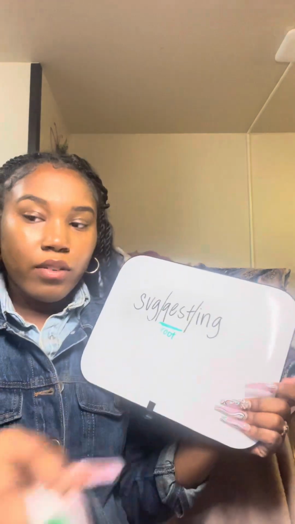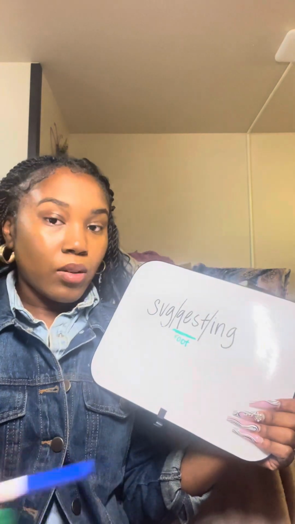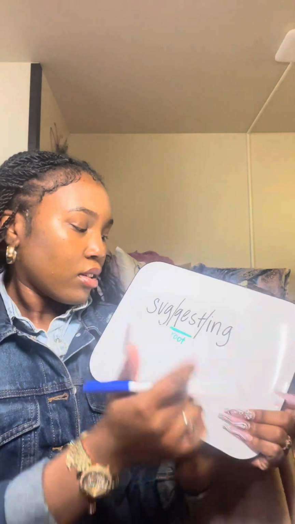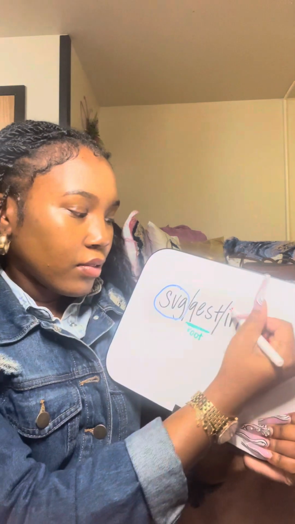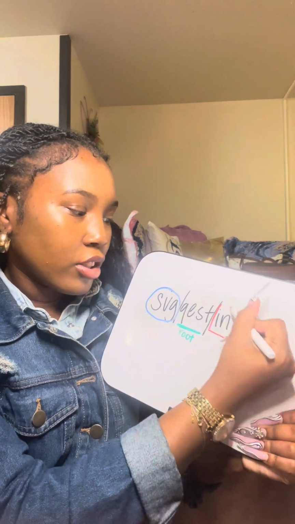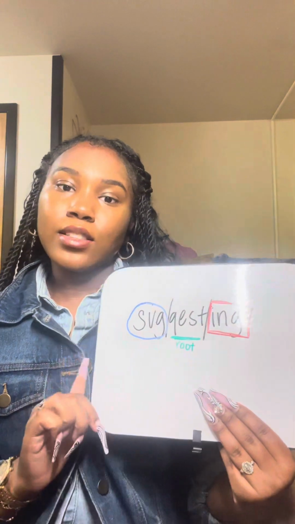Now, since we have our root, can someone tell me what would be our prefix? Great. We're going to circle sug. I have my prefix circled, so now let's do the suffix. We have suffix ing. We have our prefix, root, and we have our suffix. So I hope you all enjoyed this activity.